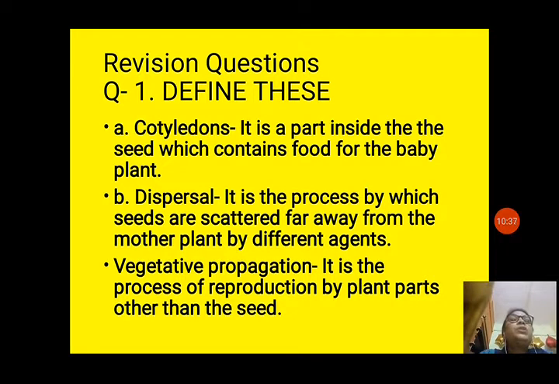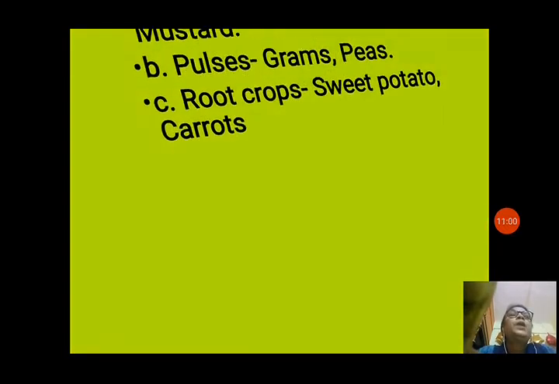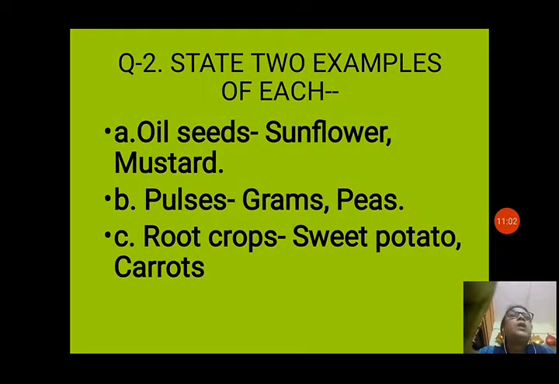Vegetative propagation is the process of reproduction by plant parts other than the seed. When new plants grow from other parts like stem or root, then it is called vegetative reproduction. Mostly plants grow from seeds, but other parts of the plant can also grow into a new plant, and that is called vegetative propagation. Now next is: state two examples of it.